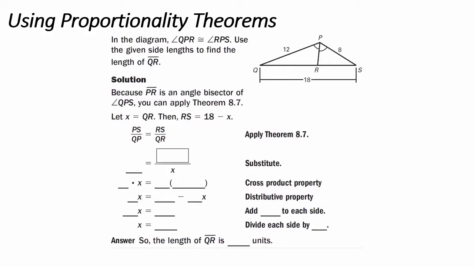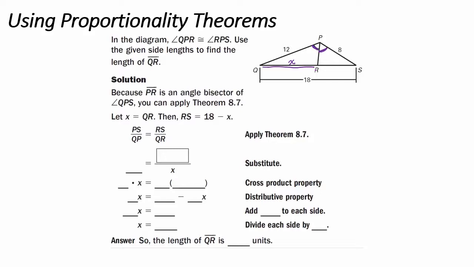Example number 3, still using proportionality theorems. In the diagram, angle QPR, which is this angle over here, is congruent to angle RPS, which is this angle over here. Use the given side lengths to find the length QR. QR is this length over here. Because line segment PR is an angle bisector of angle QPS, and we know it's an angle bisector because these two angles are congruent, then we can apply theorem 8.7, which says if a ray bisects an angle of a triangle, then it divides the opposite side into segments whose lengths are proportional.